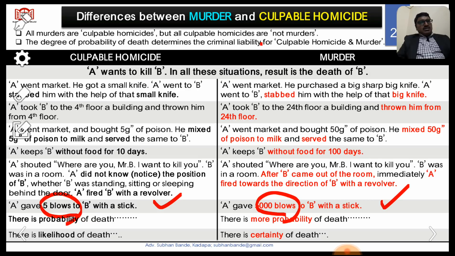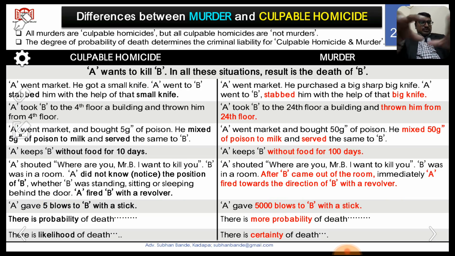Whenever a person gives 5 blows with a stick, there is a probability of death, or there is a likelihood of death. The death is not certain. The death is not more probable. Whenever a person gives 5,000 blows with a stick, there is more probability of causing death. There is more certainty of death. Through these points, we can easily differentiate the concept of culpable homicide and murder.